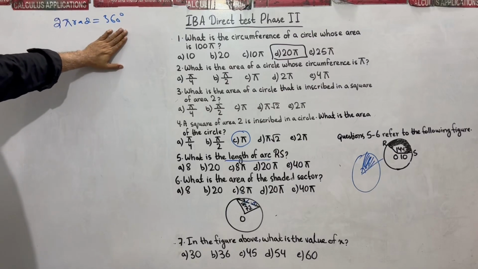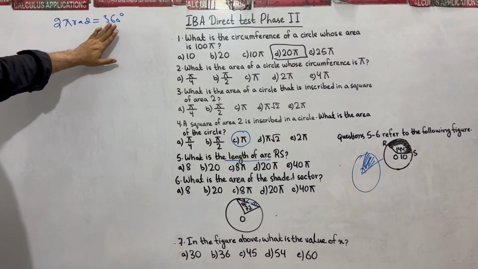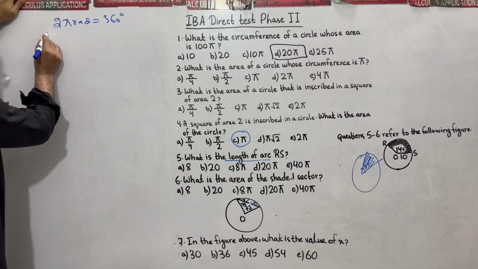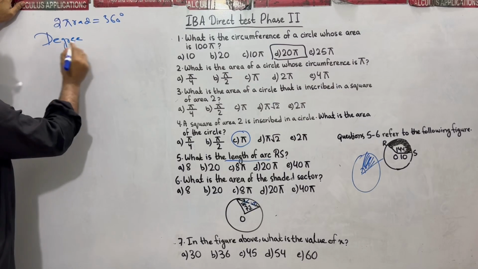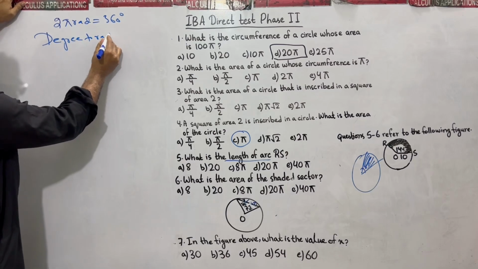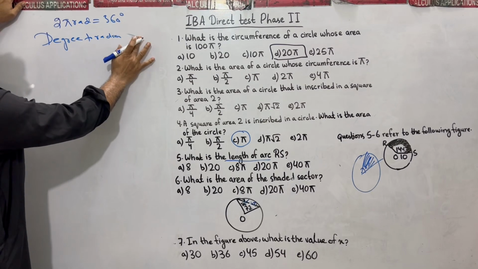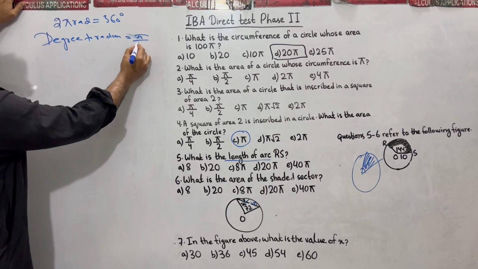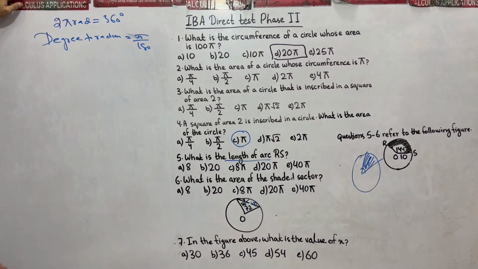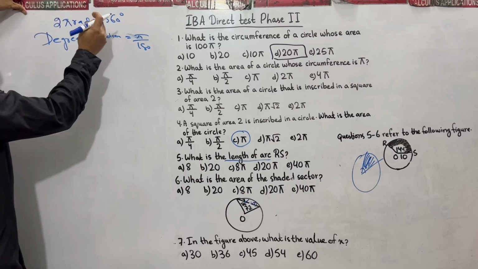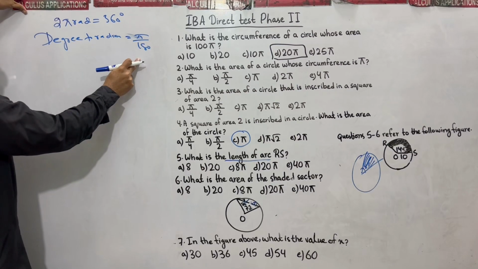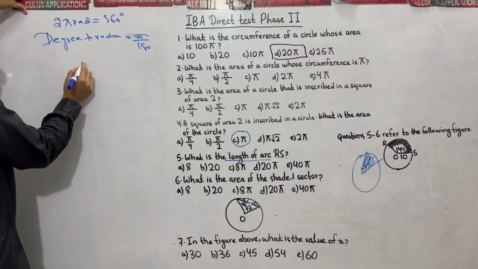2 pi radian is equal to 360 degrees. If you want conversion from degree to radian, just multiply by pi over 180, because 1 degree is equal to pi over 180 radian.